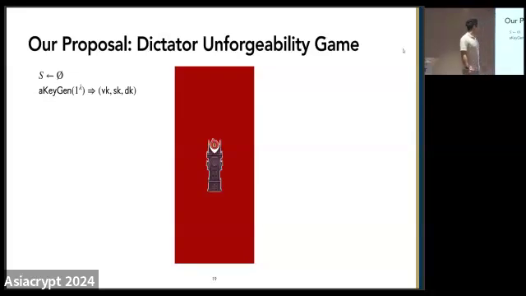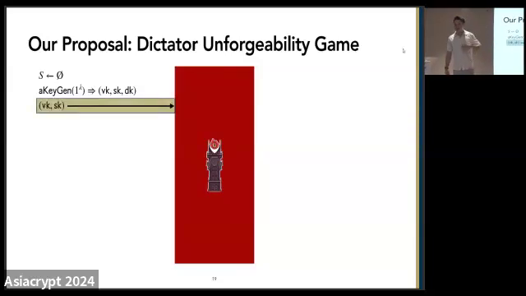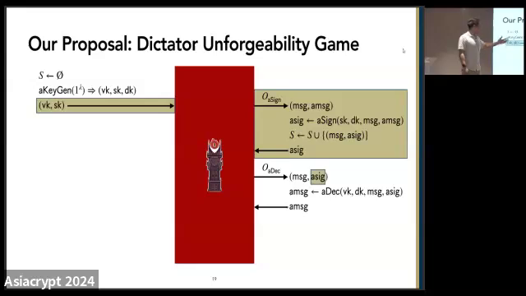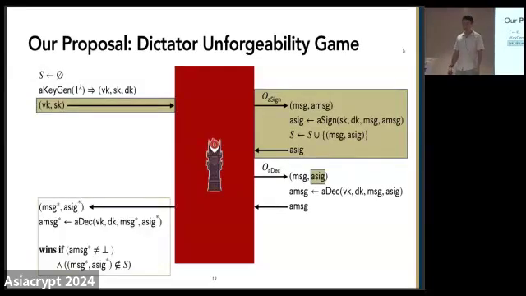Again, we run anamorphic key generation, and this time we give the verification and signing keys to the dictator. Then we give the dictator access to an anamorphic signing oracle that produces anamorphic signatures, and an anamorphic decryption oracle they can query however they want. And finally, we want the dictator to forge a new signature.